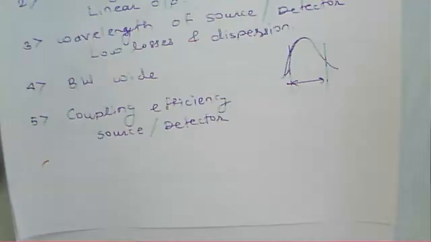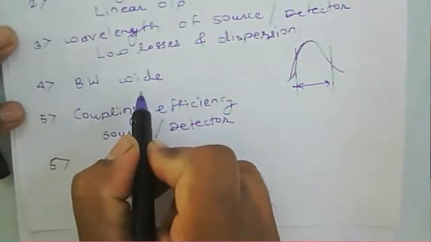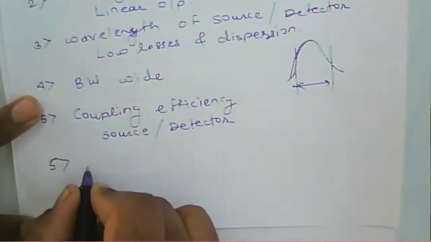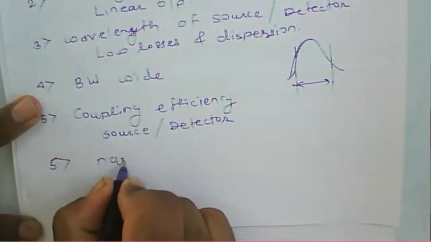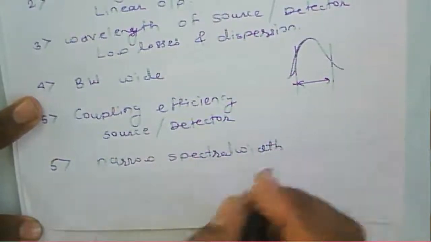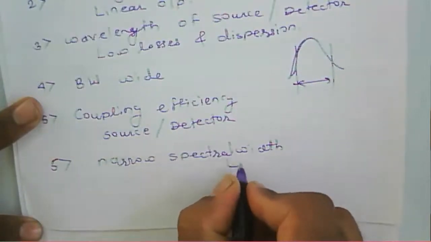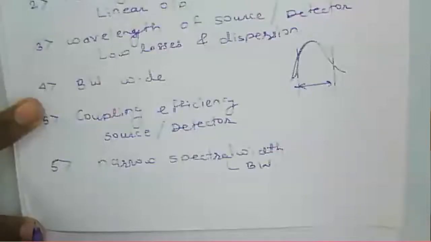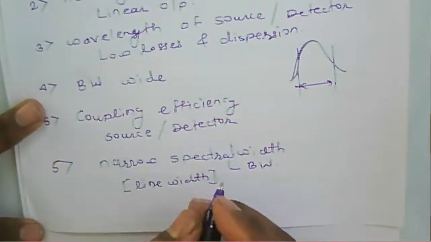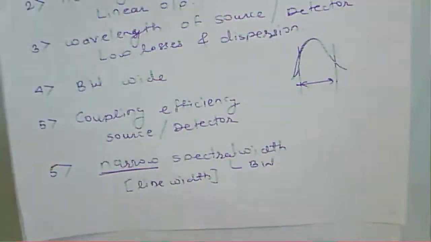Next is about the spectral width. We say that a source will work at a wide bandwidth for a given particular signal, but again a source should have a very narrow spectral width, or we can say a spectral bandwidth. Okay, so don't get confused. Spectral width or spectral bandwidth, or in another way we can say line width. So why do we require a narrow spectral width or spectral bandwidth, or line width here?